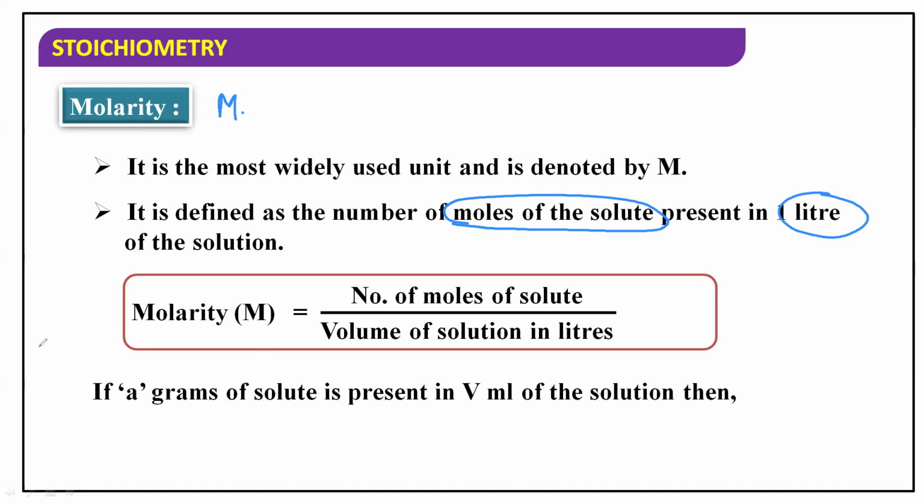So it is very simple. You take any solution whose volume is 1 liter, and whatever moles you put in it, that will be the molarity of the solution, right? So the formula becomes number of moles of solute, now here you are taking moles, divided by volume of solution, and volume should be in liters. But when you are solving your numerical, suppose the volume is not in liters, then you have to convert it into liters, right? So if A grams of solute is present in volume V, then what will be the molarity of the solution?